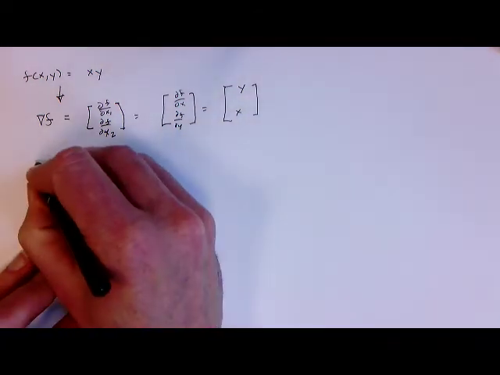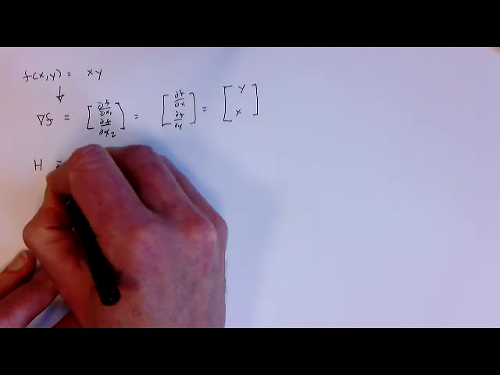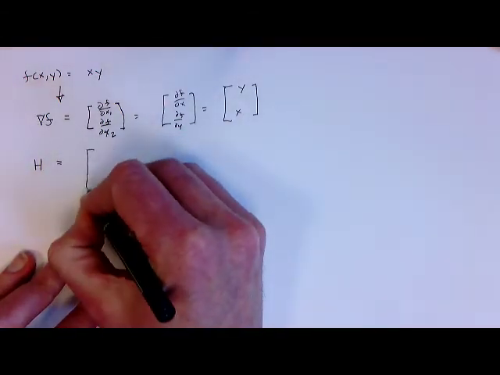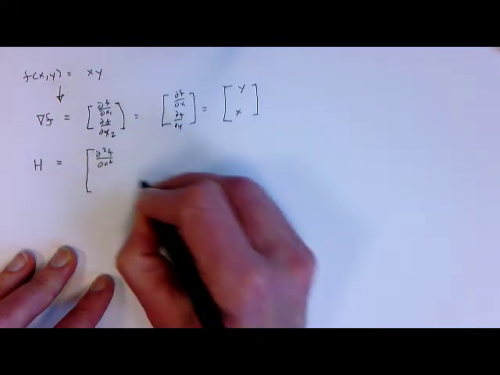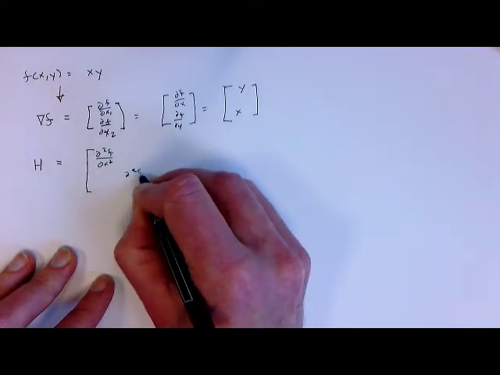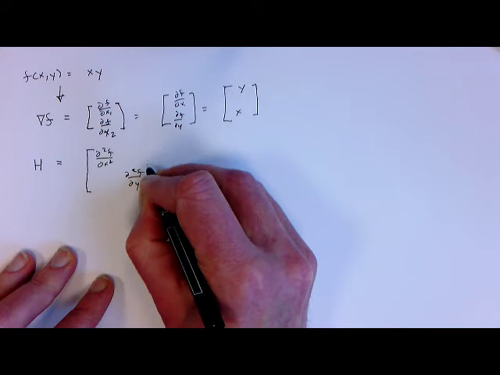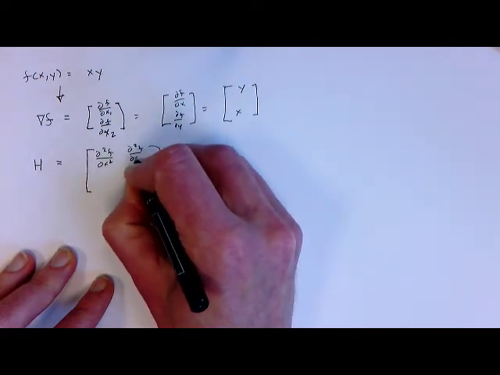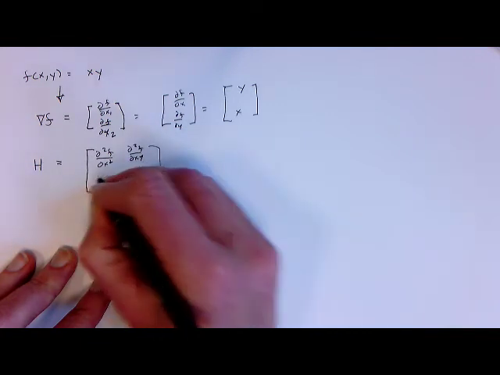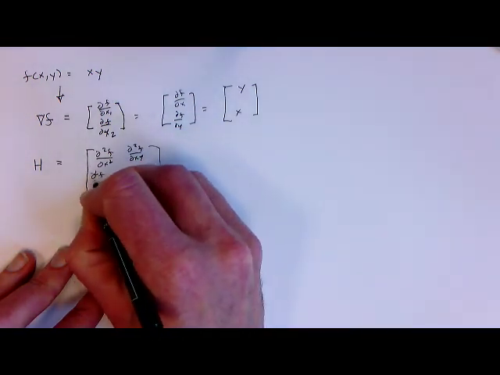So what about the Hessian? Well, the Hessian is going to have four elements. One is going to be the partial with respect to x squared. One will be the partial with respect to y squared. And the off diagonals will be the partial with respect to xy and the partial with respect to yx.